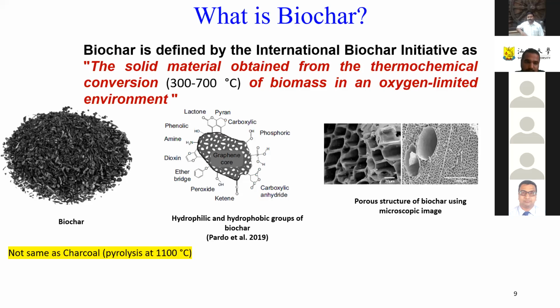In charcoal, the problem is that it is produced mostly at very high pyrolysis temperature, around 1000 or above. When you produce charcoal at very high temperature, like by burning any biomass, you lose the functional groups. So in charcoal, functional groups like carboxylic, phenolic, dioxin, and peroxide are usually absent. So it is mostly a porous material, but biochar has both functional groups and porosity.